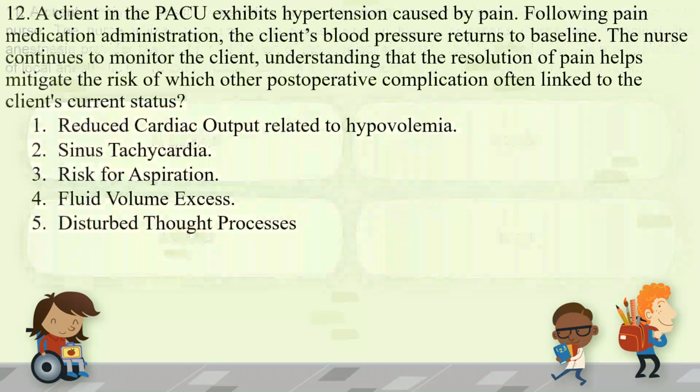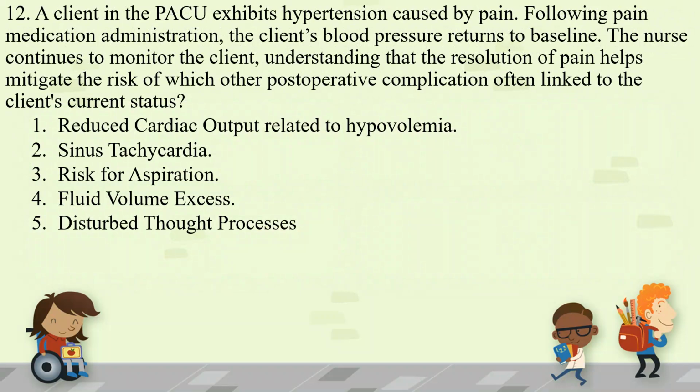12. A client in the PACU exhibits hypertension caused by pain following pain medication administration. The client's blood pressure returns to baseline. The nurse continues to monitor the client, understanding that the resolution of pain helps mitigate the risk of which other post-operative complication often linked to the client's current status. Reduced cardiac output related to hypovolemia, sinus tachycardia, risk for aspiration, fluid volume excess, disturbed thought processes. Of course, in this case, we're looking for a select all that apply.